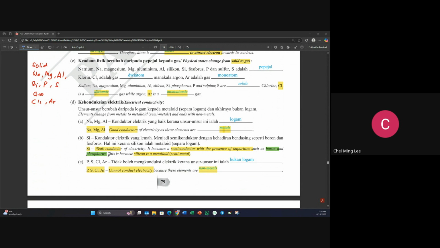Now for phosphorus, silicon, chlorine, and argon, they cannot conduct electricity because they are non-metals. Sorry, not silicon, sulfur. So there are three different categories here: metal, metalloid, and non-metal, and the conductivity follows the same pattern. Metal is very high, metalloid is weak but very high when used as a semiconductor, and non-metal is not a conductor at all. All right, jot this down.